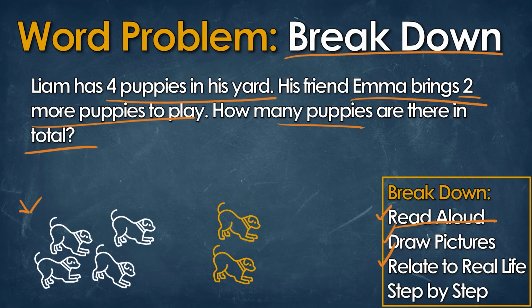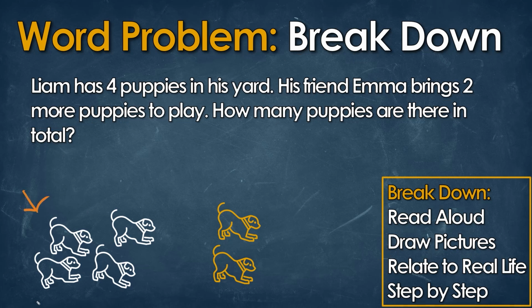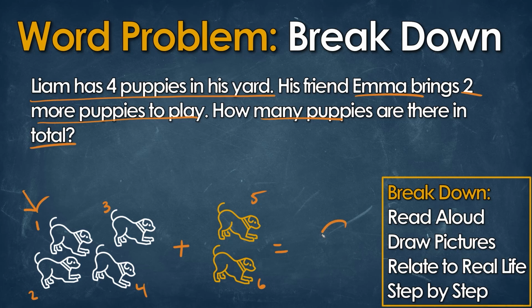Now once we've done that, we're going to solve this step by step. We have our pictures. We have our question. We'll read it again. Liam has 4 puppies in the yard. His friend Emma brings 2 more puppies to play. How many puppies are there in total? So we have our 4 original puppies. We'll count them out. 1, 2, 3, 4. We'll say, well, now there's 2 more puppies. So we have 5, 6 puppies in total. So our answer is 6.